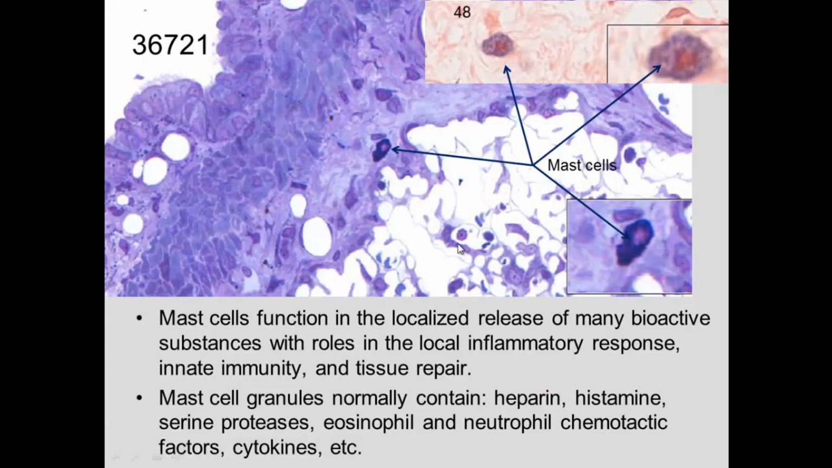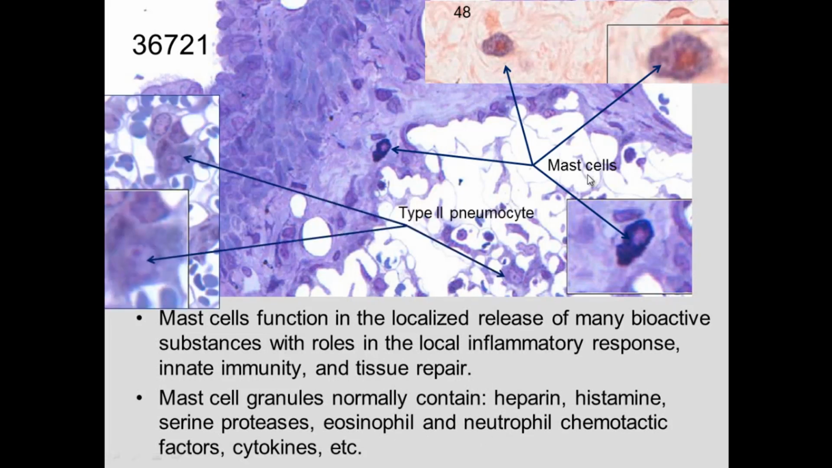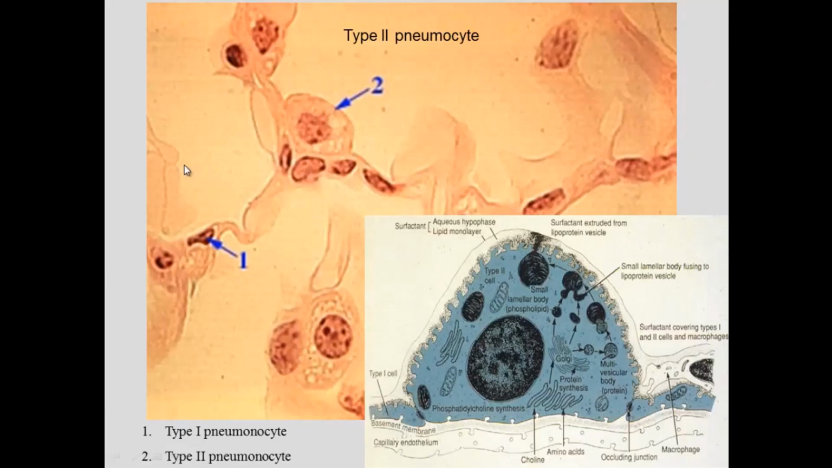You see the mast cells here, and they're located here. Many local bioactive substances are produced that are related to the inflammatory response, repair of tissue, and innate immunity. So they're helpful for you. They produce heparin, histamine, different chemicals, but you need not confuse them with the type 2 cell. And here we see a type 2 cell here and here, and it has some granules in there as well. And the type 2 cell, you see these granules are actually surfactant.